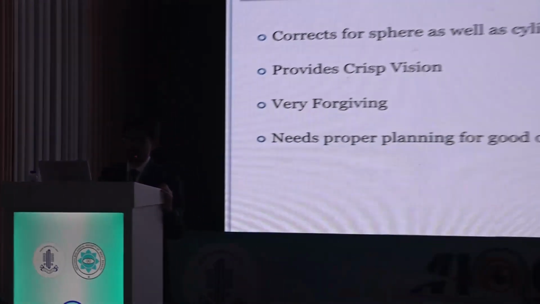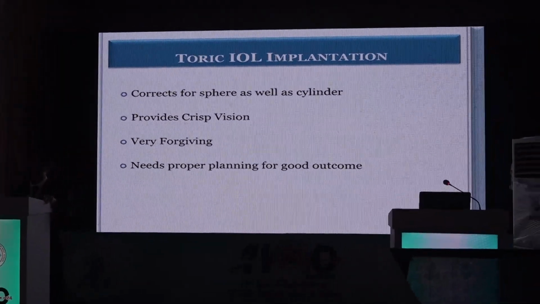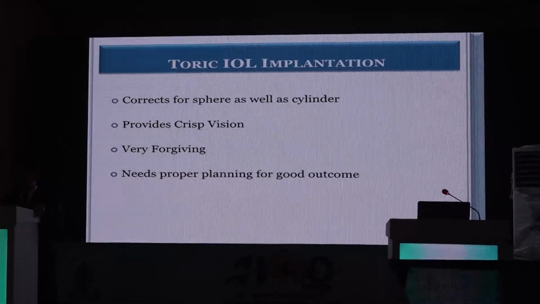As you all know, about one fourth of patients do have significant astigmatism, and they do require correction of this astigmatism, because the visual acuity, if you measure, can be close to 6/6, but the crispness of vision is not there if the astigmatism is not fully corrected. And that is true if you don't correct the astigmatism. That's why it's very important to think about the cylinder as well as sphere.